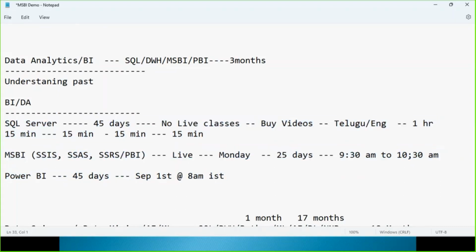Once MSBI is over, you can join Power BI. Anyhow, we're talking about September 1st, almost 50% of SSIS also gets over. You can also join, or you can also plan for October 1st. Again, we will have one more batch, because every month we will have one more batch. You can skip the September batch, you can join in the October batch.